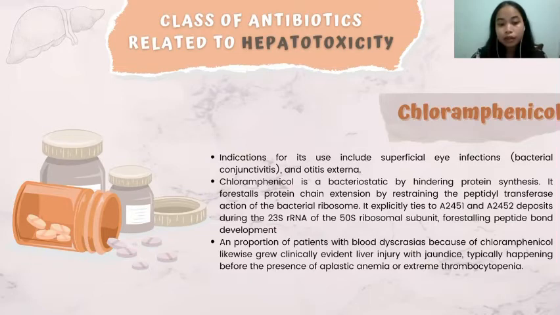The proportion of patients with blood dyscrasias due to chloramphenicol also grows. Clinically evident liver injury with jaundice typically occurs before the presence of aplastic anemia or severe thrombocytopenia. That's all from me. Next, thank you.